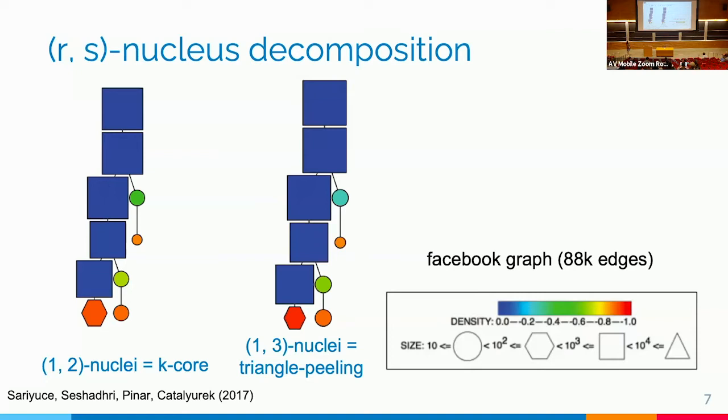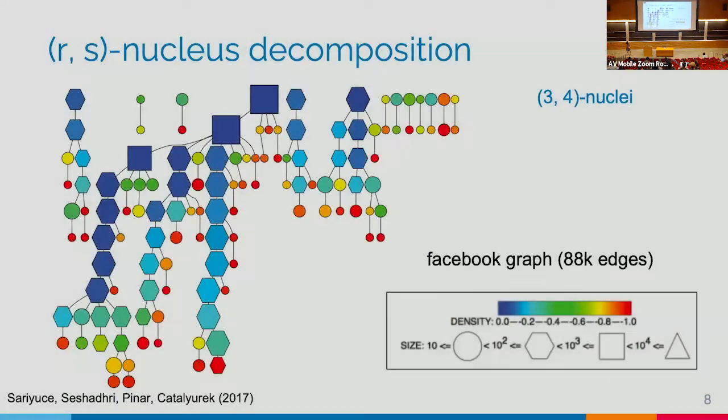So as you can see, we have some hierarchies for the 1-2 nucleus decomposition problem, or the k-core problem, and also on the right, another hierarchy for triangle peeling. But if we generalize this even further and look at the 3-4 nucleus, you can see that we have a much more expansive and descriptive hierarchy, and also we get many more subgraphs of varying densities than we would from the less general peeling processes.